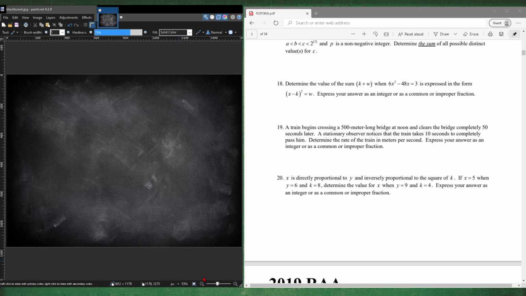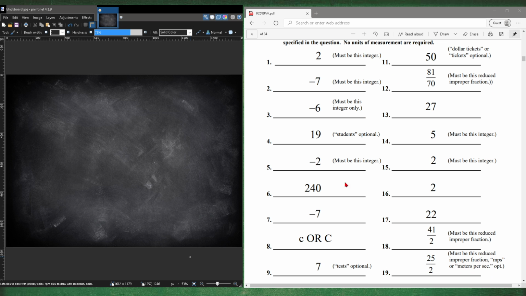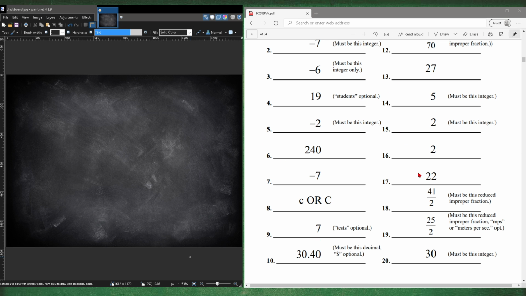And that basically covers number 17 and 19. So if you want to get the answer, these are all answers for 1 to 20. And we were right, 22 and 25 over 2.